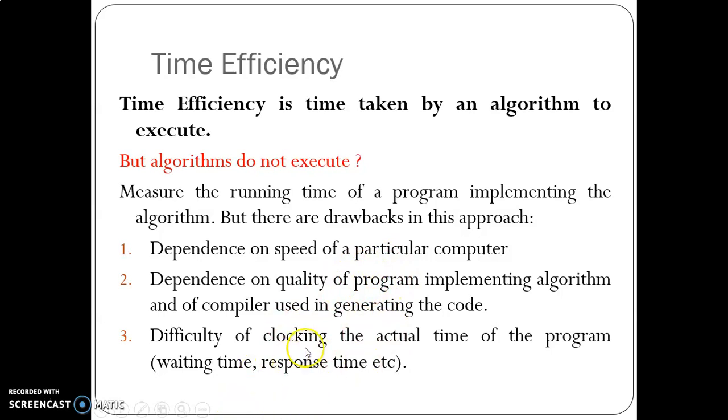Then it might be difficult to clock the actual time of the algorithm because the computer's response time includes everything, the waiting time, the process in the input waiting queue, in the CPU waiting queue. So all these times are not the time when the program is executing. So the algorithm's complexity will also get influenced by this. Therefore, executing a program is not the solution to find the complexity of an algorithm.